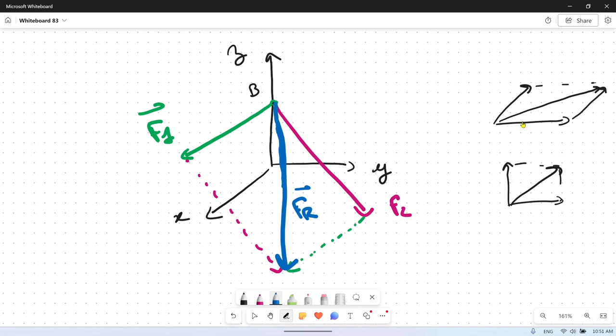Now, for the direction of FR, in your question there are 4 angles that you need to find. You need to find the angle between F1 and F2, or FAB and FBC. This is this one, okay? So this is the angle that you need to find between F1 and F2. This one, I think I call theta.